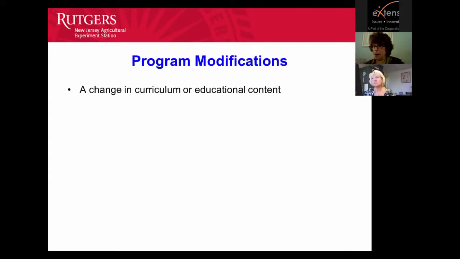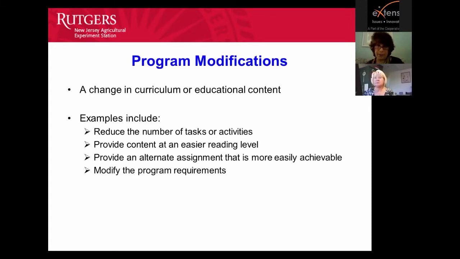So we're helping them to comprehend all of the content, but maybe in a slightly modified way, with less expectation, possibly, like reducing the number of tasks, or putting something at a lower reading level than you are giving the general group if it's an inclusive group. Reduce, like I said, the number of steps required, or even provide an alternative assignment that is more easily achievable. You might have to modify the program requirements.